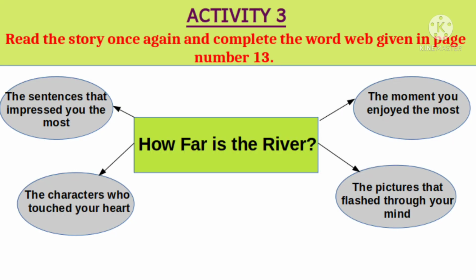The word web. In the first column, you can write the sentences that impress you the most. Your most impressed sentence in this story. Secondly, you can include the moment you enjoyed the most in this story. Thirdly, the characters who touched your heart. And in the last column, you can write those pictures that flash through your mind while you read the story.